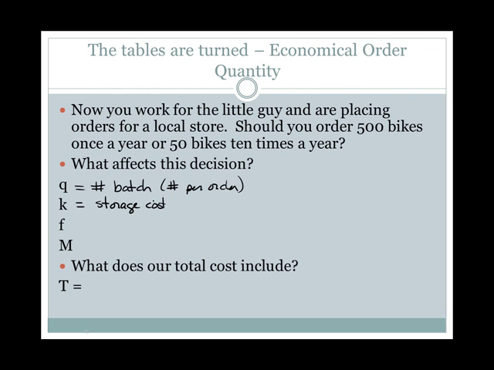Because if you order 500 bikes, you're not going to sell 500 bikes all in the same week. So you have a storage cost, and that storage cost will affect whether it's going to eat away at your profit if you're having to pay for storage. You have a fixed cost.